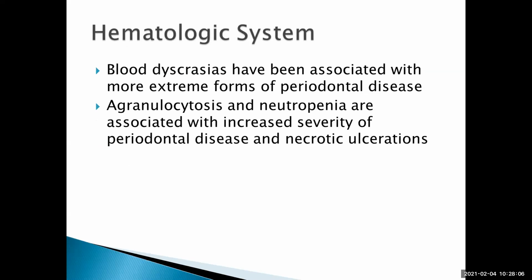Hematological systems. We have blood dyscrasias that have been associated with extreme forms of periodontal disease. Right? Neutropenia is the main one. Then you've got your agranulocytosis, which you don't really hear about, but the neutropenia you do, and it's associated with an increased severity of periodontal disease as well as necrotic ulcerations.